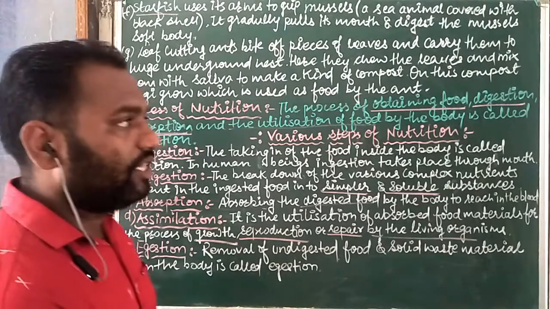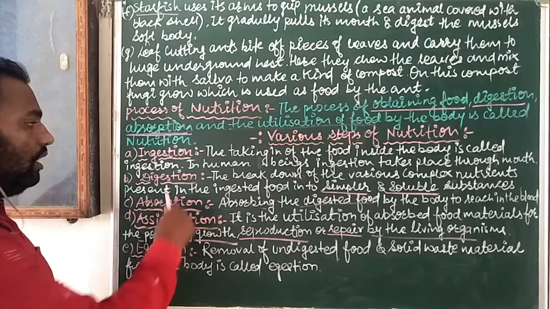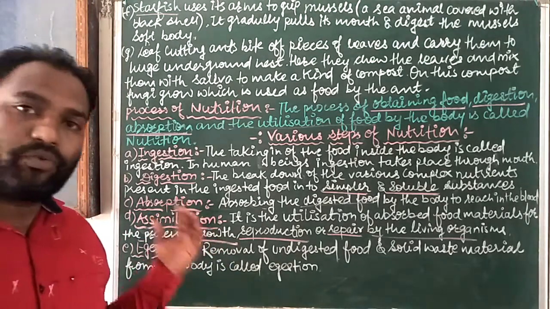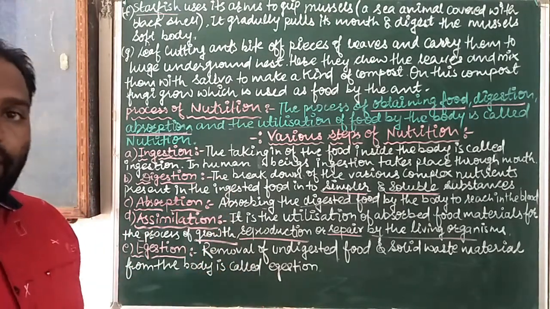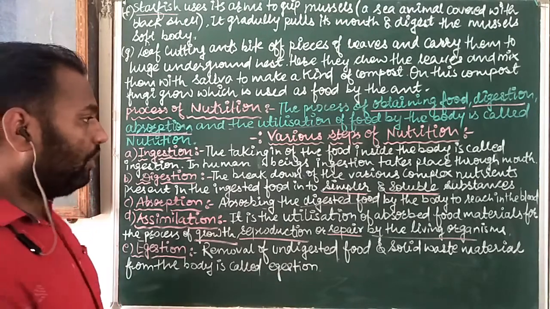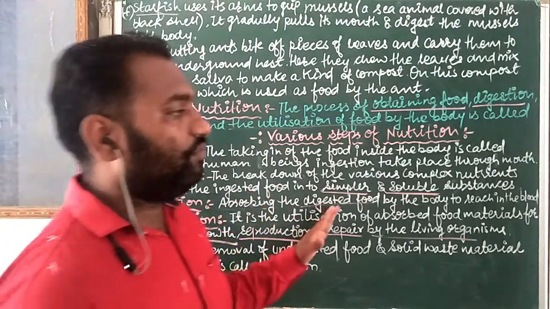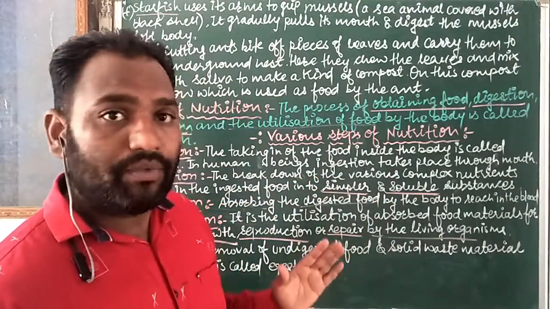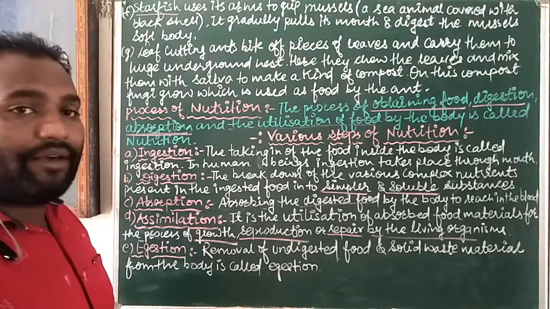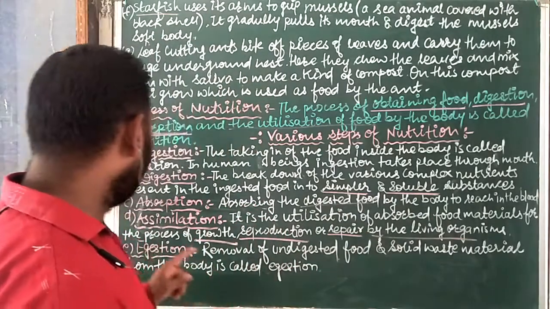In human beings, ingestion generally takes place through the mouth. Digestion is the breakdown of various complex nutrients. Many times the food is in the form of complex nutrients, and these should be converted into simpler and soluble forms. Without being simple and soluble, the food cannot be absorbed by our body, or by the bodies of different animals. Now absorption: absorbing the digested food to reach the blood. Once the food is absorbed, it goes to the blood to carry energy to each and every part of the body. Now assimilation is the utilization of absorbed food materials for the process of growth.